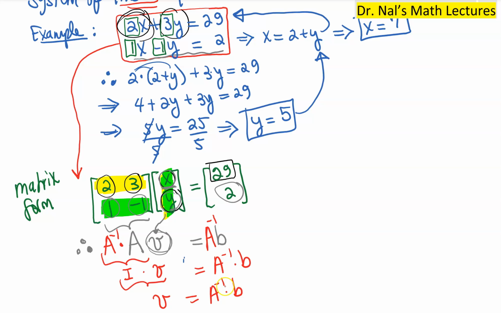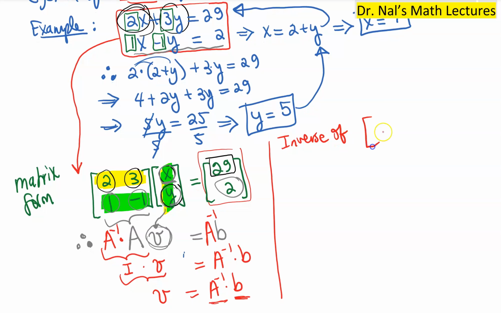So the inverse of matrix A times B. Therefore all that remains is to first identify the inverse of matrix A and then multiply it with that vector B here on the right hand side. So what we need is, let's start with finding the inverse of this 2 by 2 matrix, 2, 3, 1, minus 1. So how do we find the inverse of this matrix?